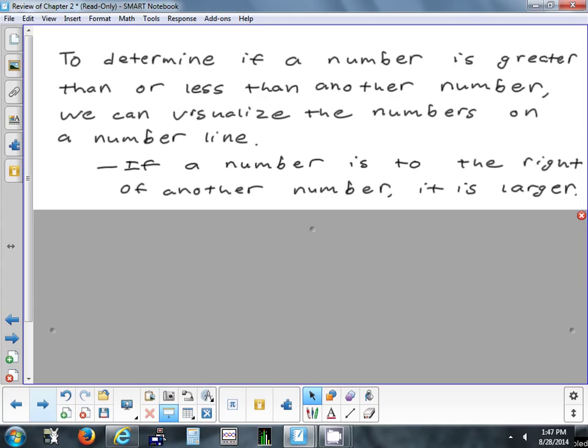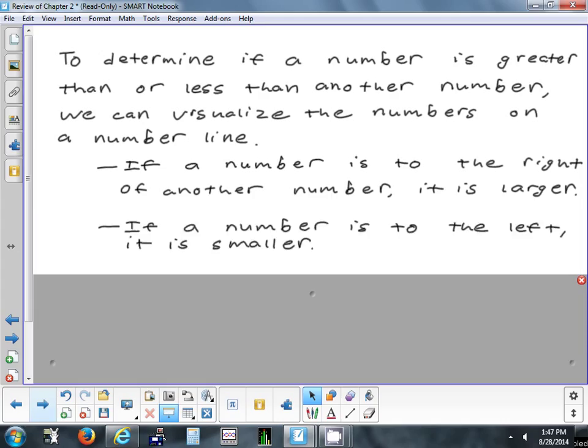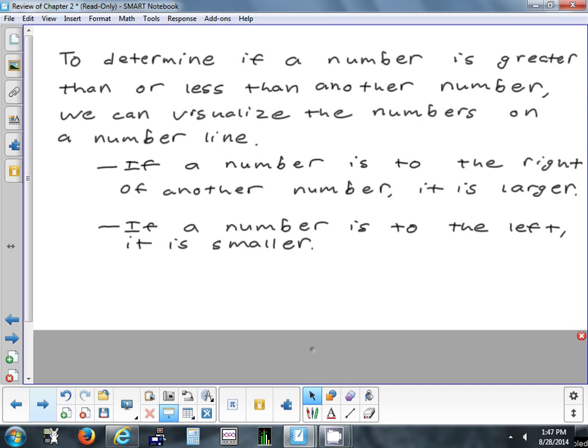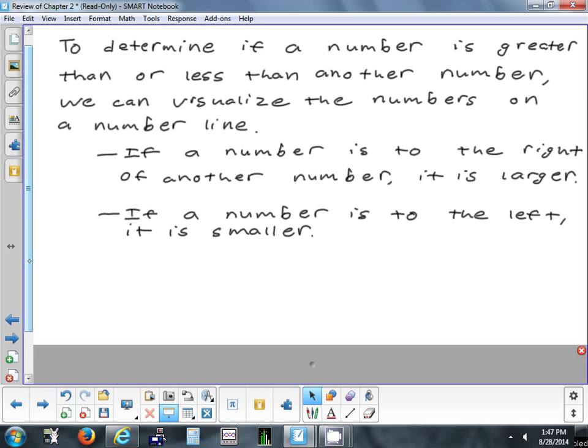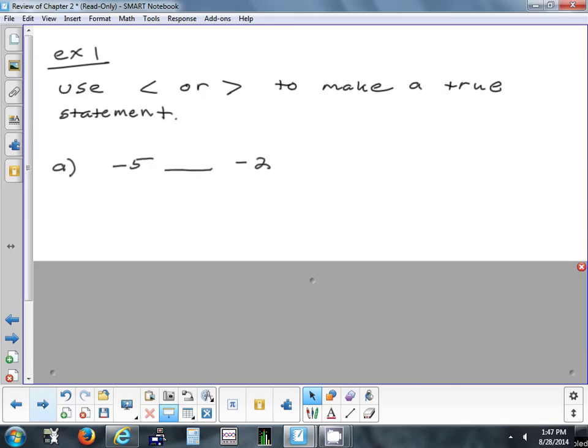Everyone understand that idea? Okay? If a number is to the right of another number, it's larger. If it's to the left, it's smaller. Now it might seem pretty easy, but some people start getting confused when I give you numbers like negative 5.3 and negative 5.4. Which one is bigger? So we're going to do that example in a minute. And I'm going to have you just think about it on a number line. Okay? That's how we'll do it. Any question on that? Pretty straightforward? Okay.